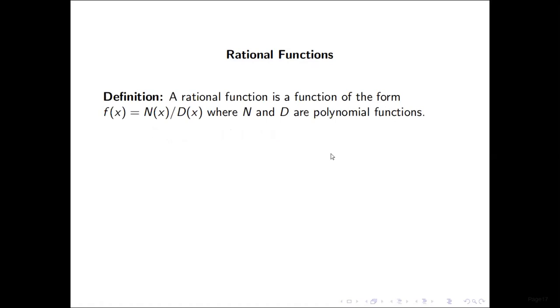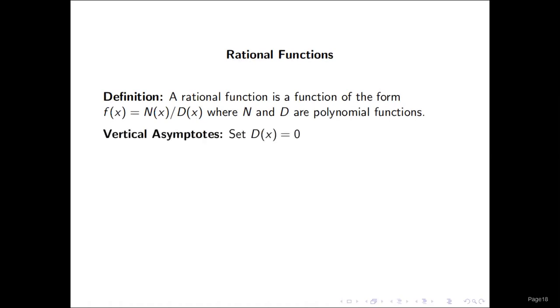A rational function is just like your rational number. Remember, a rational number is a ratio of 2 whole numbers or integers. So the counterpart would be polynomial functions for integers. So a rational function would be simply a ratio of 2 polynomials n of x, d of x, where n of x is the numerator, it's a polynomial. D of x is the denominator, it is also a polynomial.